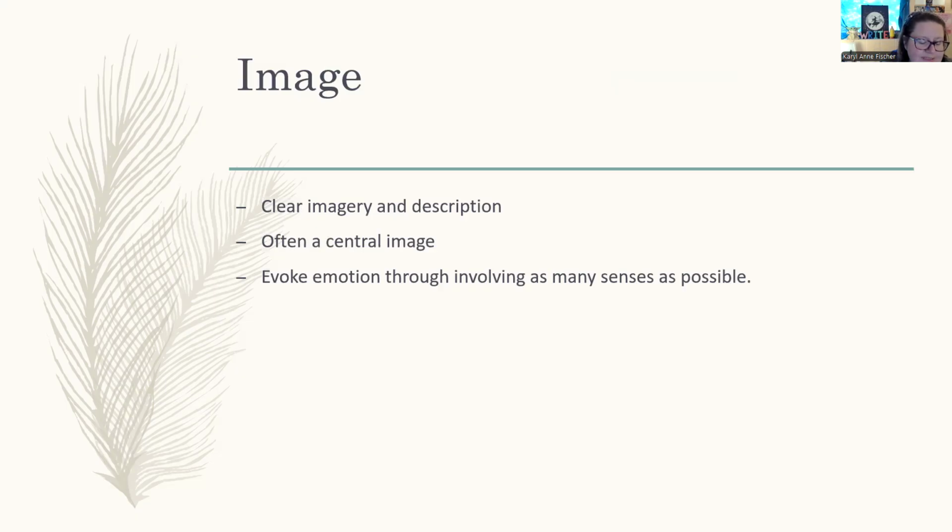The other goal here is that by using description with as many senses as possible, authentic emotion can be evoked. You can make your readers really feel something. And even though we want to make our readers feel something when we write our prose too, of course, in poetry, it's even more important.